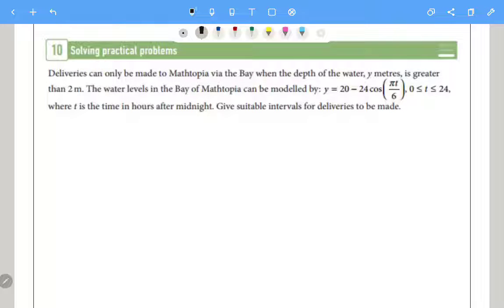So today we're going to be having a look at solving some practical problems using some of this trig solving we've been doing. So deliveries can only be made to Mathtopia via the bay when the depth of the water, y, is greater than 2 meters. The water levels in the Bay of Mathtopia can be modelled by this equation here, where t is between 0 and 24, where t is the time in hours after midnight. Give suitable intervals for deliveries to be made. So we're really interested about when y equals 2 meets y equals 20 minus 24 cos of pi t on 6.